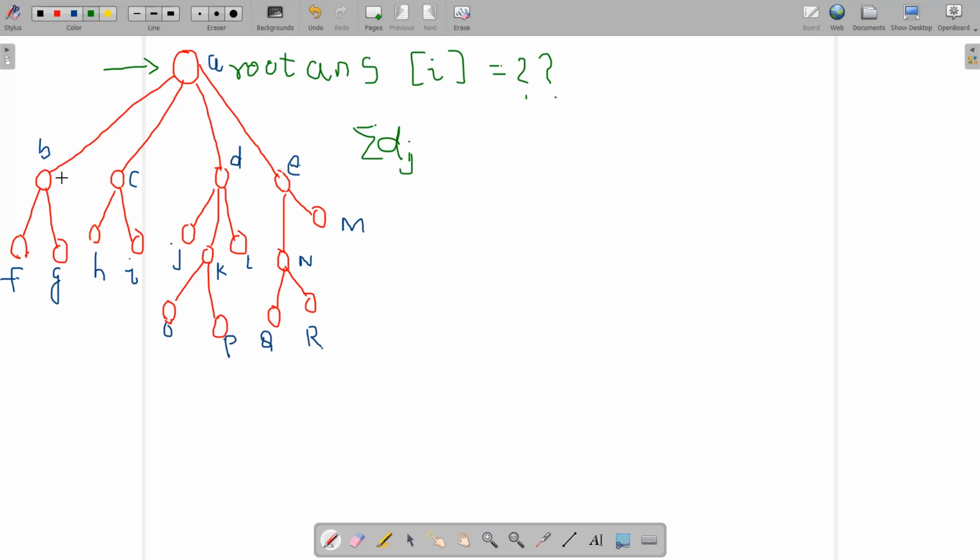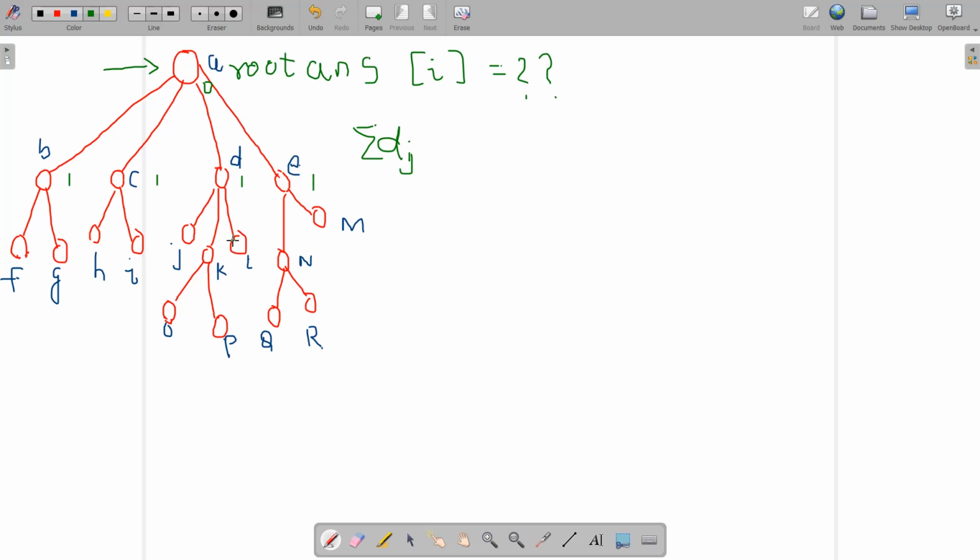What is the depth of the ith node with respect to itself? It will always be 0, obviously. The node B has a depth equal to 1. C also has a depth equal to 1. D also has a depth equal to 1. E also has a depth equal to 1. And so on.